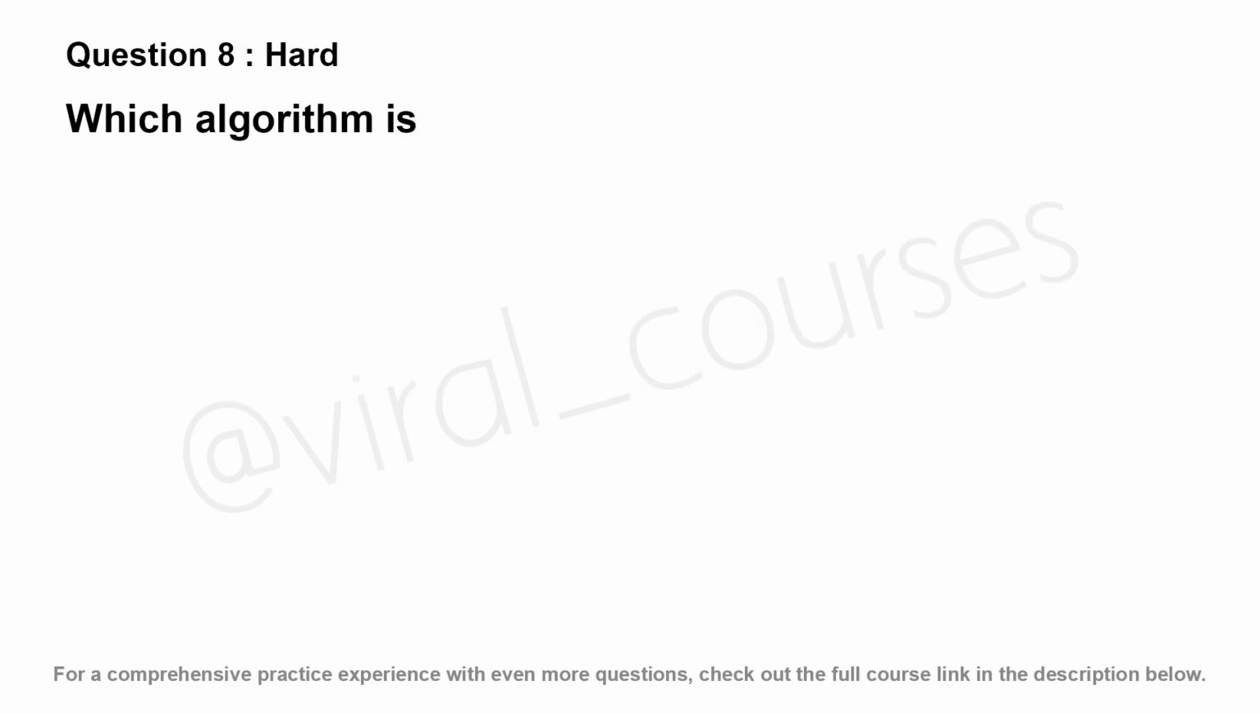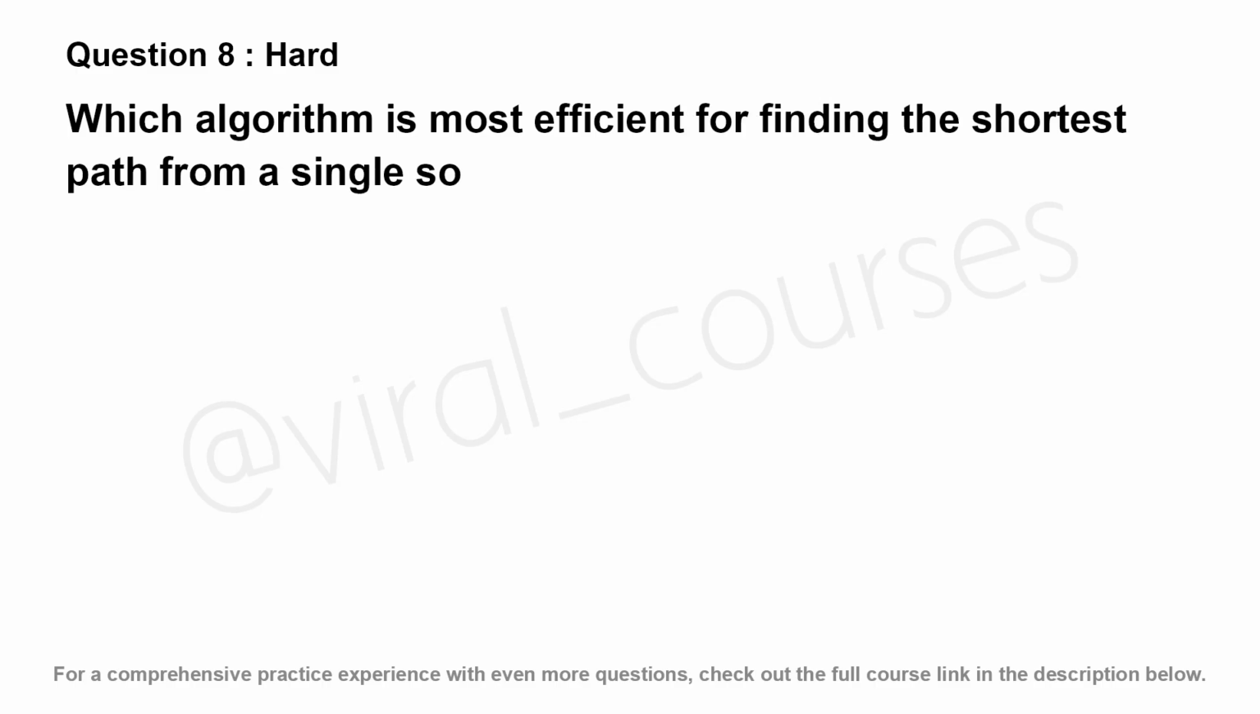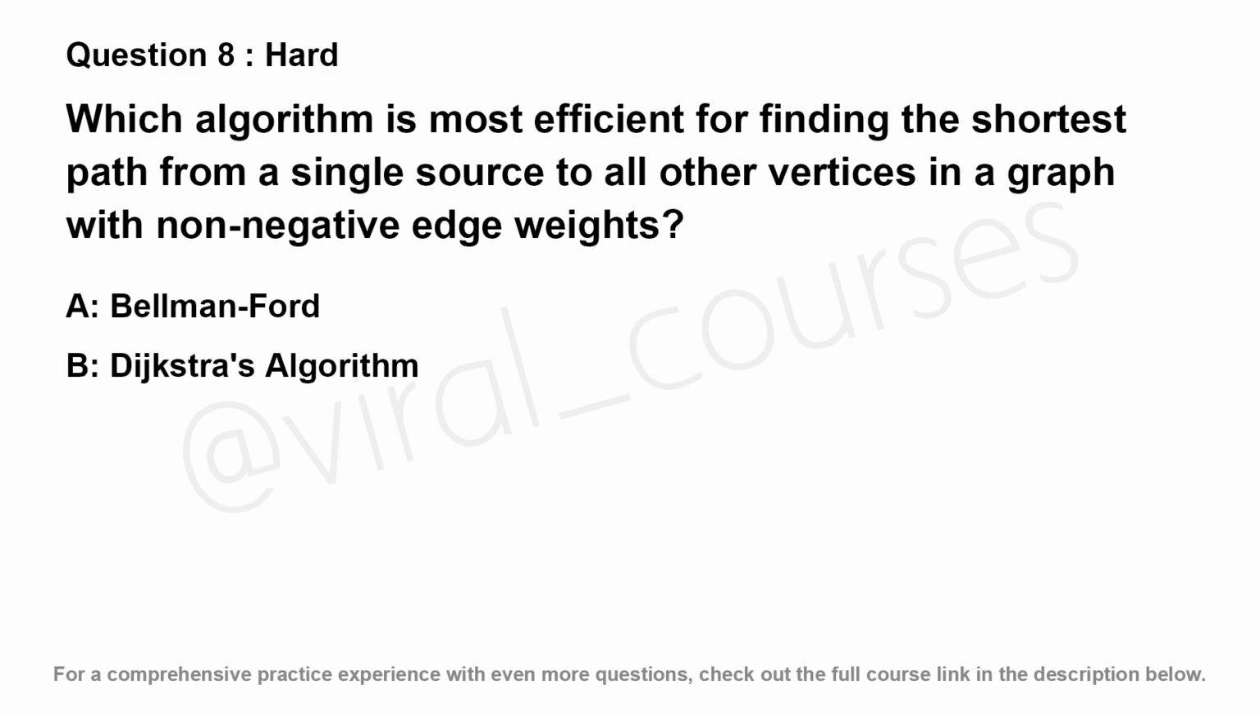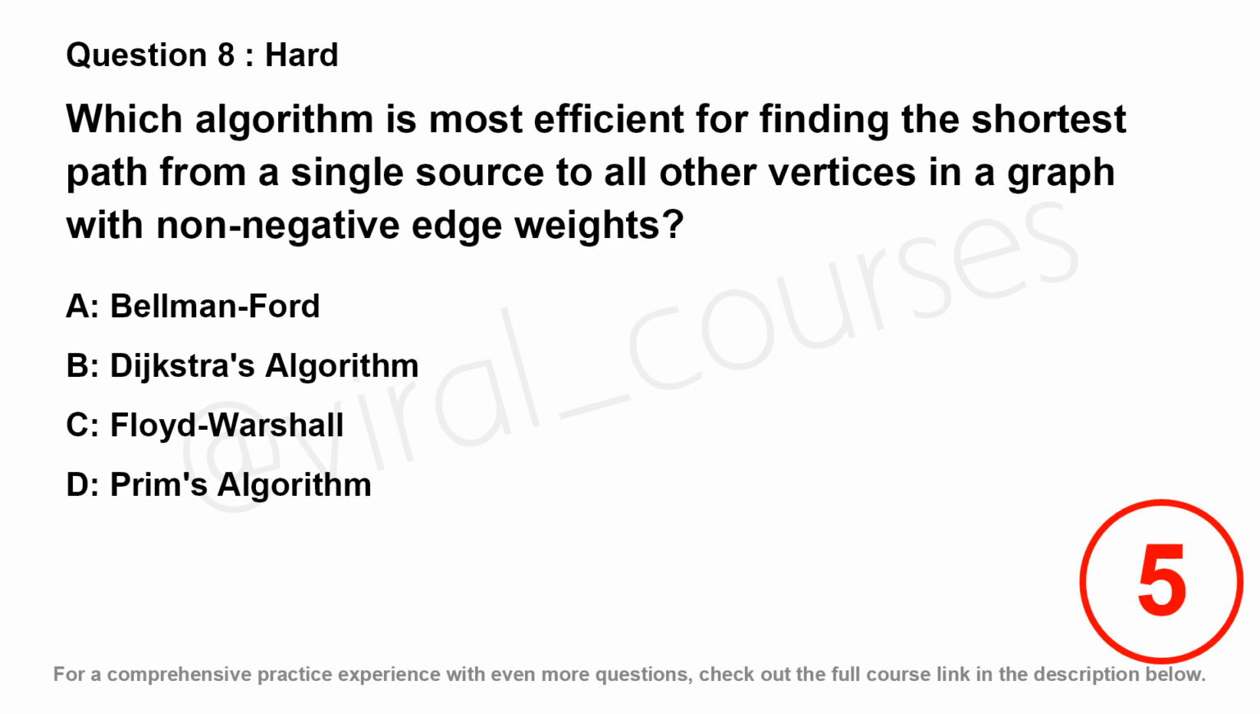Which algorithm is most efficient for finding the shortest path from a single source to all other vertices in a graph with non-negative edge weights? Option A, Bellman-Ford. Option B, Dijkstra's algorithm. Option C, Floyd-Warshall. Option D, Prim's algorithm.